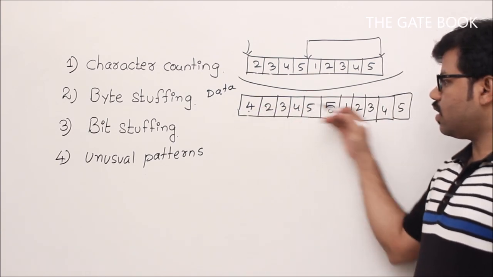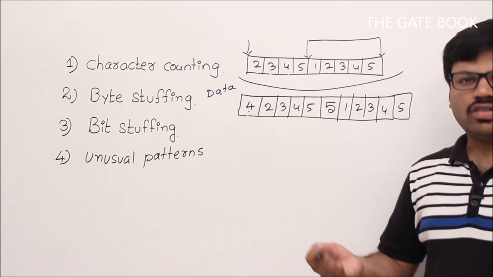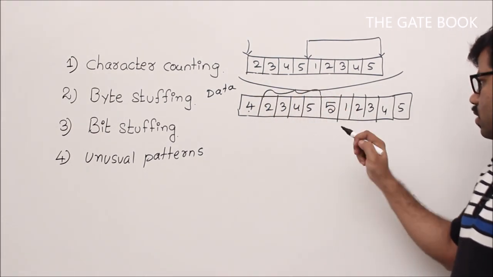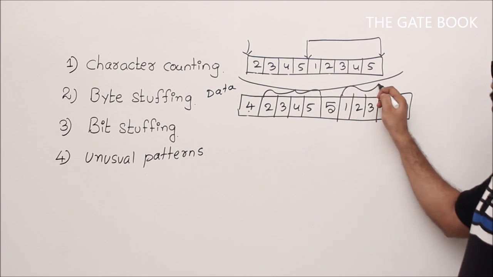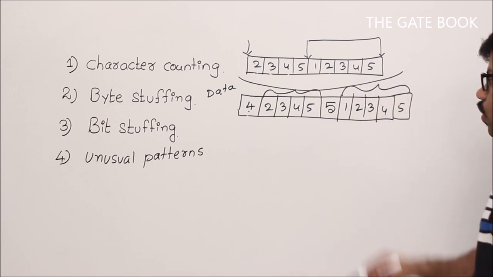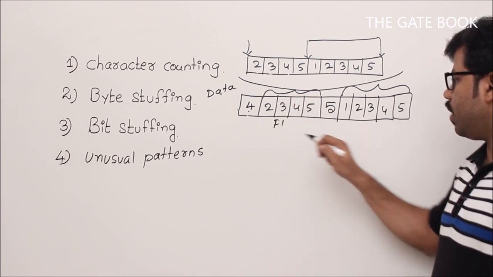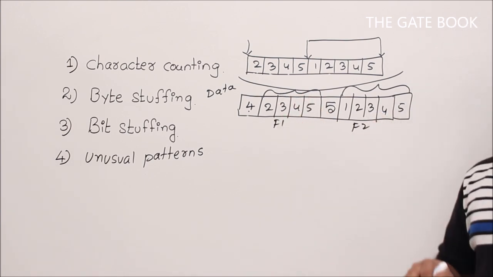It looks like only one single message, but logically, according to this data link layer, this is one frame, and this is another frame. Now the receiver is going to receive it in the same way. How this frame 1 and frame 2 will be received by your receiver, we will see.